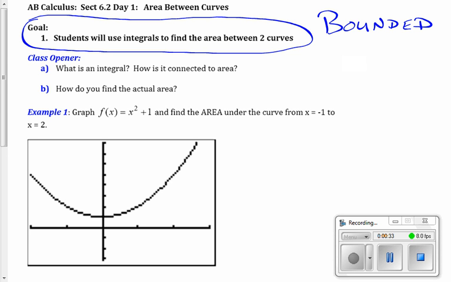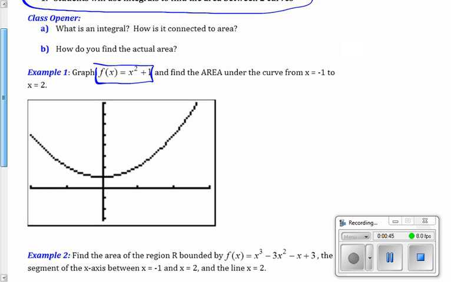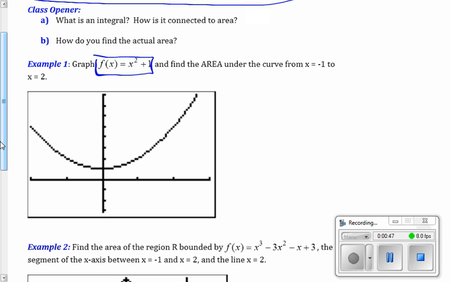As a quick review, take a look at example 1. They're giving you a graph of a parabola moved up 1. They're asking you to find the area under the curve from x equals 1 to x equals 2. I'm not going to go through all of the calculations of this, but will you please write down an integral that represents that area, and then I'll come check. You should have had this integral, 1 to 2, x squared plus 1 dx.